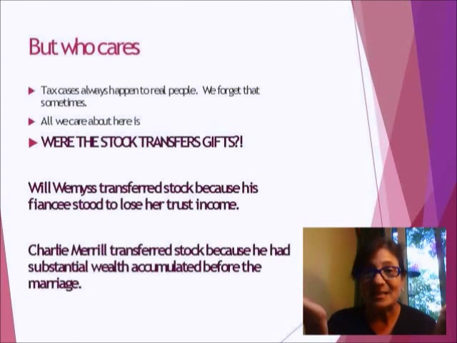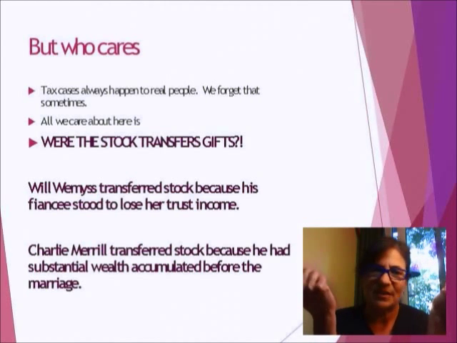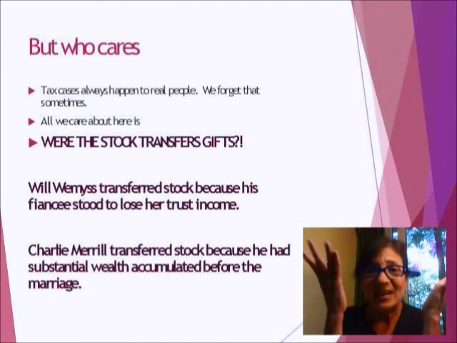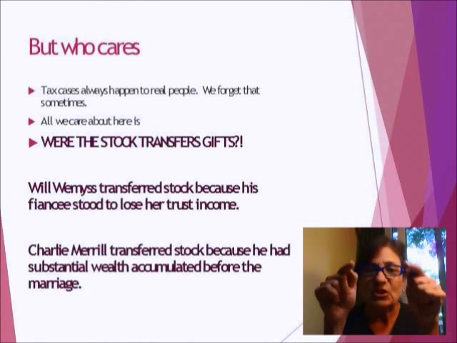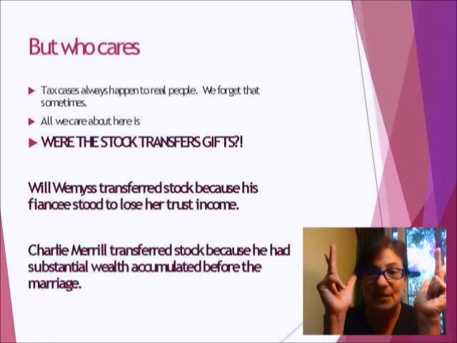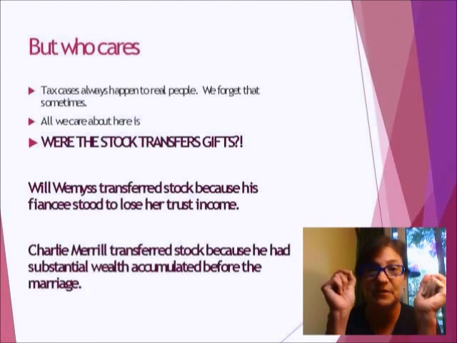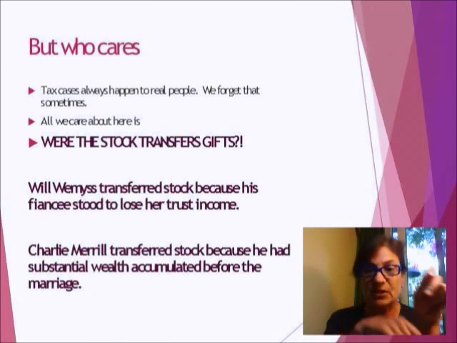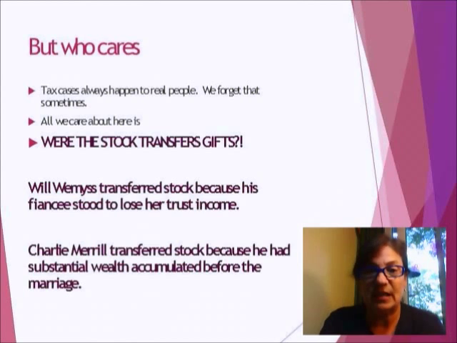But tax does happen to real people, so I kind of like to throw this in because we tend to forget that. What we really care about is, were those stock transfers gifts for purposes of the gift tax? Now, remember, Will Wemyss transferred stock because his fiancée stood to lose her trust income, and Charlie Merrill transferred stock because he had substantial wealth and she should not claim it if he died.